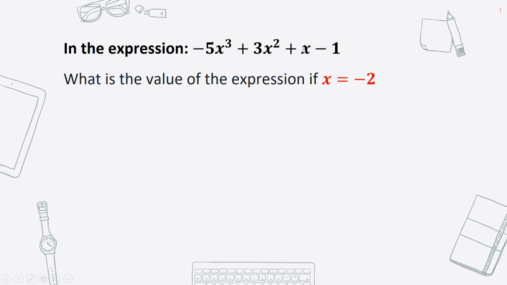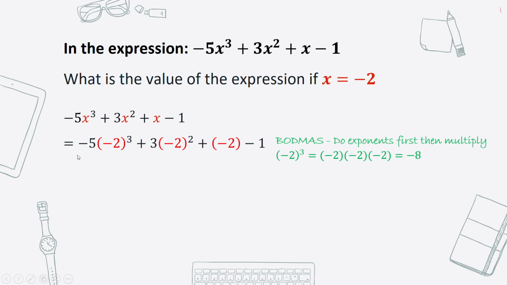Alright, what is the value of the expression if x is equal to negative 2? Okay, so I write down my expression, and wherever there's an x, I put negative 2 in brackets. Okay, so again, I can't multiply first. So the temptation is to say negative 5 times negative 2 and then cube that answer. No, first cube the negative 2 and then multiply by 5. So negative 2 cubed is equal to negative 2 times negative 2 times negative 2, which is equal to negative 8. Negative 2 squared will be negative 2 times negative 2, which is positive 4.